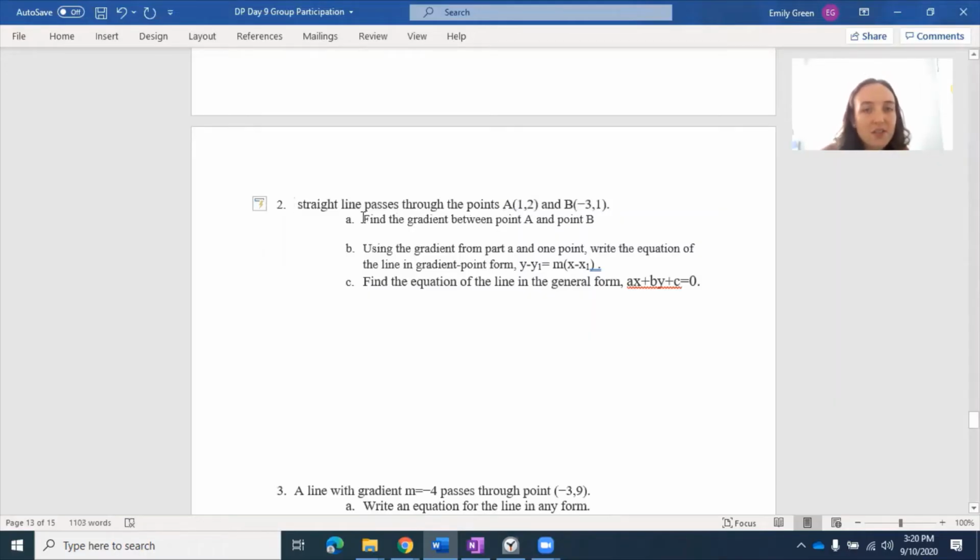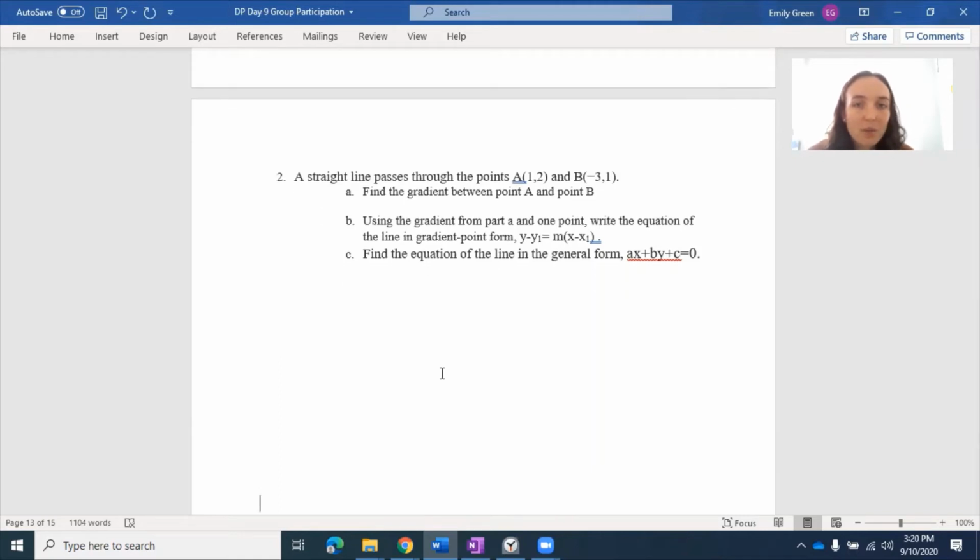Question 2 says, a straight line passes through the points A(1, 2) and B(-3, 1). We have three parts. Part A says, find the gradient between points A and B. Part B, using the gradient from part A and one point, write the equation of the line in gradient point form, y minus y1 equals m(x minus x1). C, find the equation of the line in general form, ax plus by plus c equals 0.